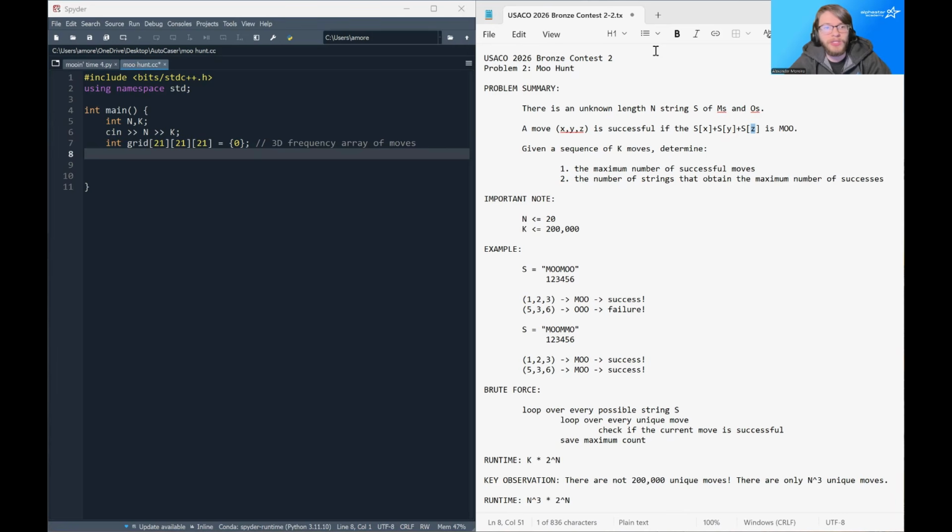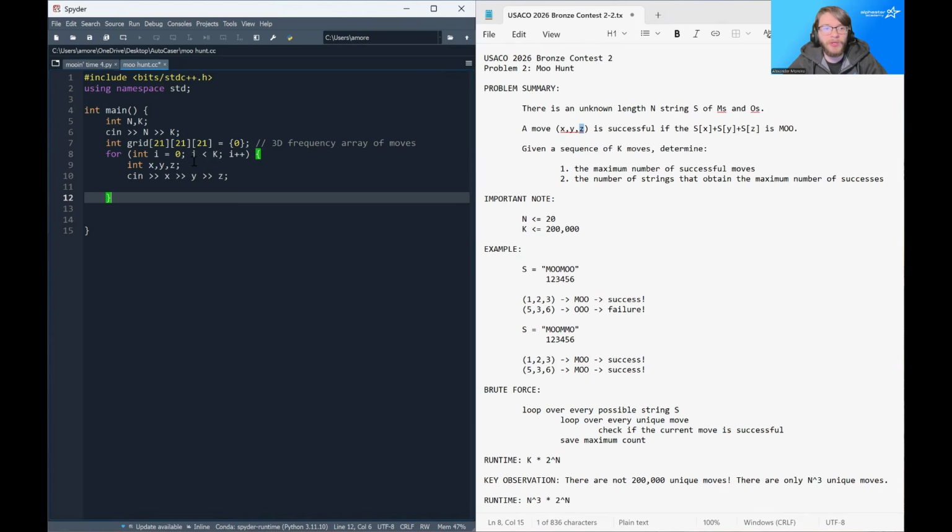Moving on to the code, since our runtime is near the upper limit of what is possible in USACO, we're going to be coding this in C++. So far, all we've done is read in N and K, and we've initialized a three-dimensional matrix to be all zeros. Again, you could use a map or a dictionary here instead if you don't like this three-dimensional matrix. But the key idea is the first dimension is going to store the value of X, the second dimension is going to store the value of Y, and the third dimension is going to store the value of Z.